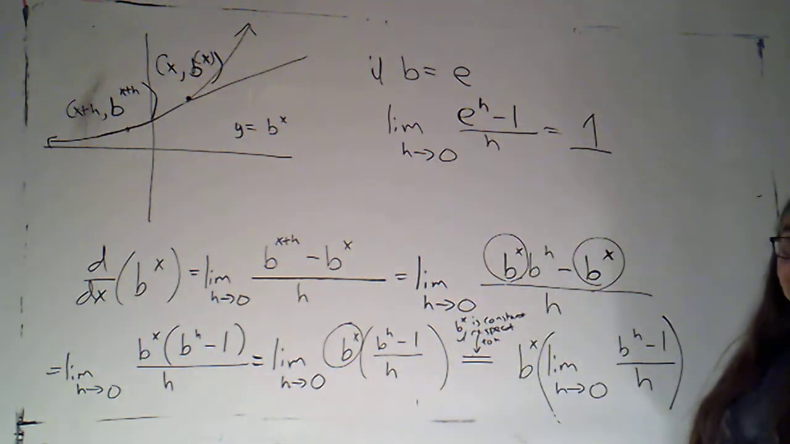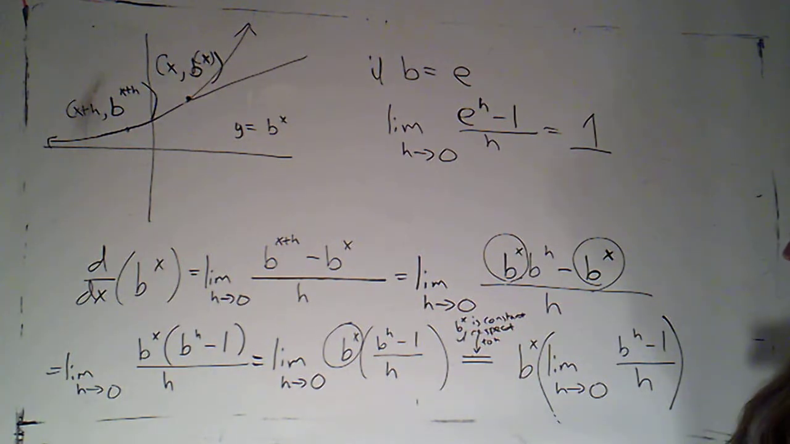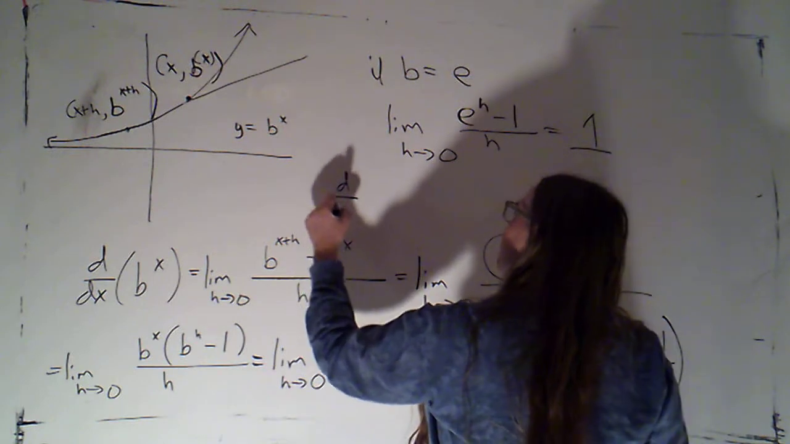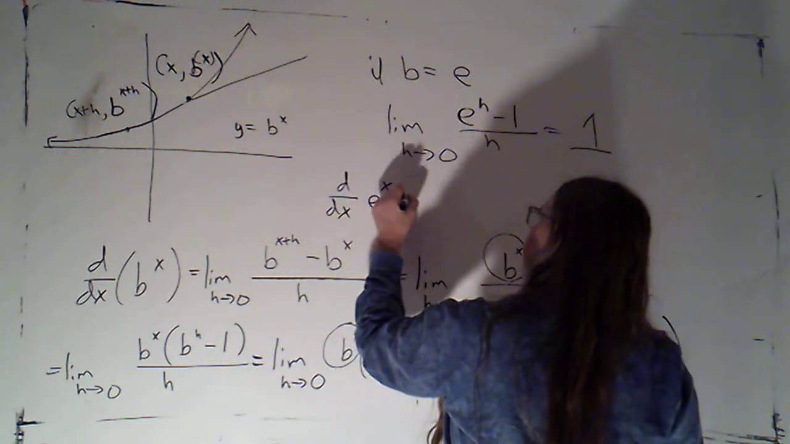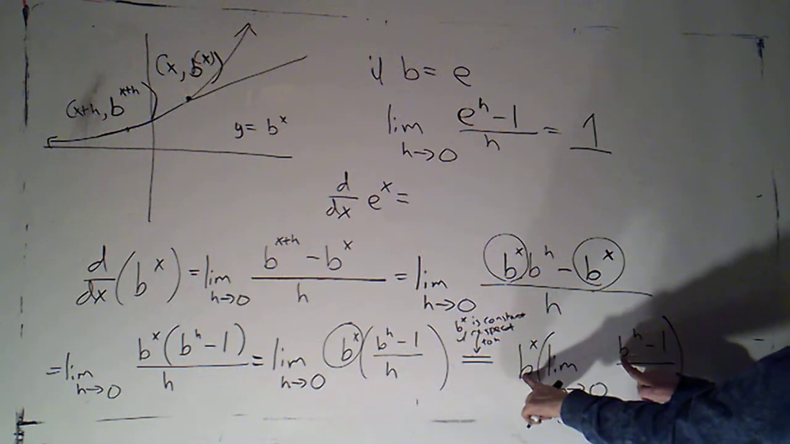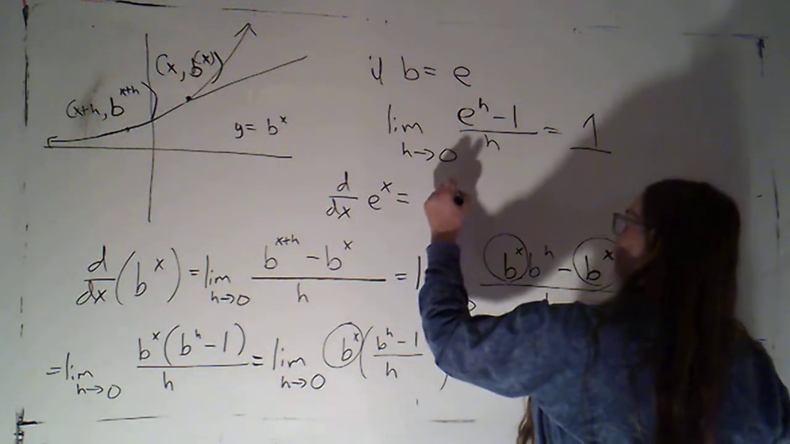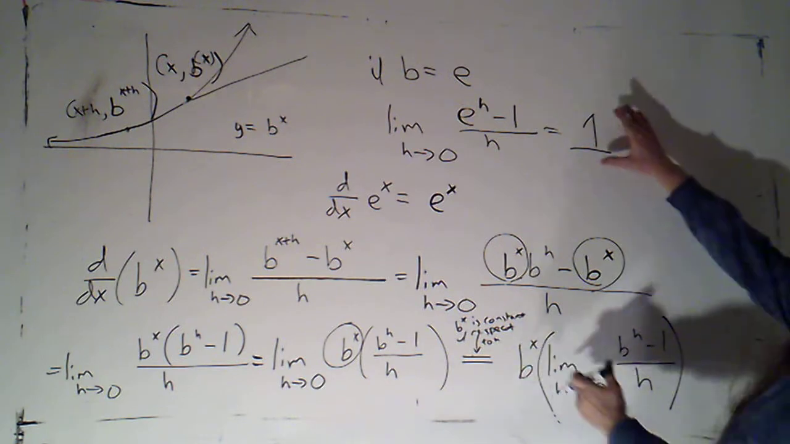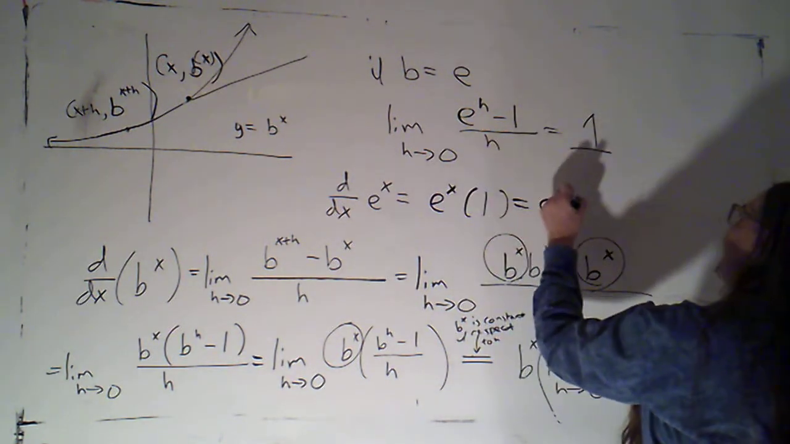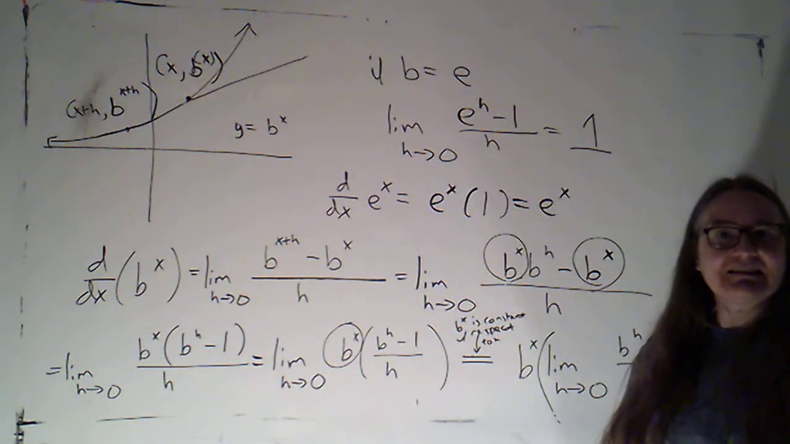1. Okay. That's very, very special, because that means that the derivative of e to the x, just replacing the b's with e's here, I'm going to get e to the x. This limit, when the base is e, is 1. It's just e to the x.